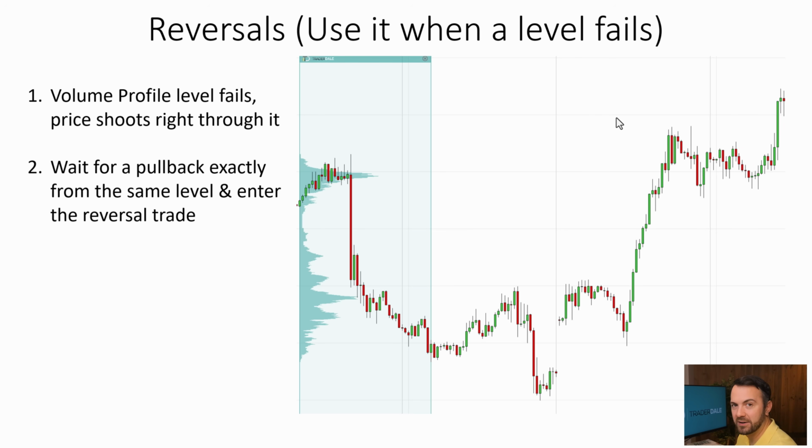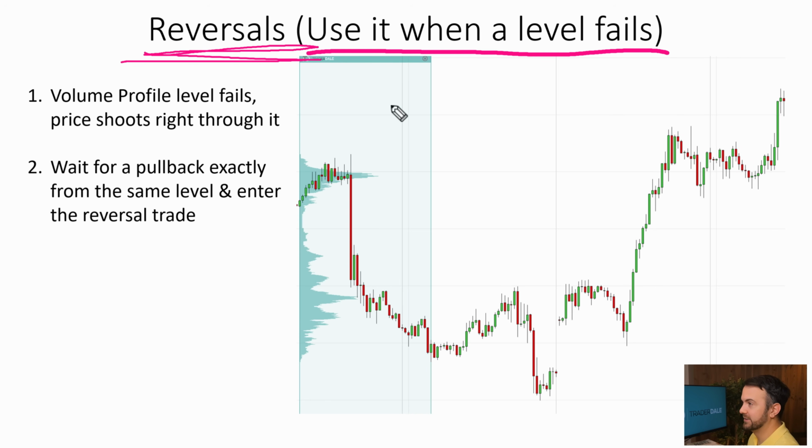What I want to show you here is what you can do if your trade fails and if you get stopped out. Because there is a way how to get your money back. And you would be surprised how often this actually works. So let me show you. This is called reversals. You use a reversal trade when a level fails.